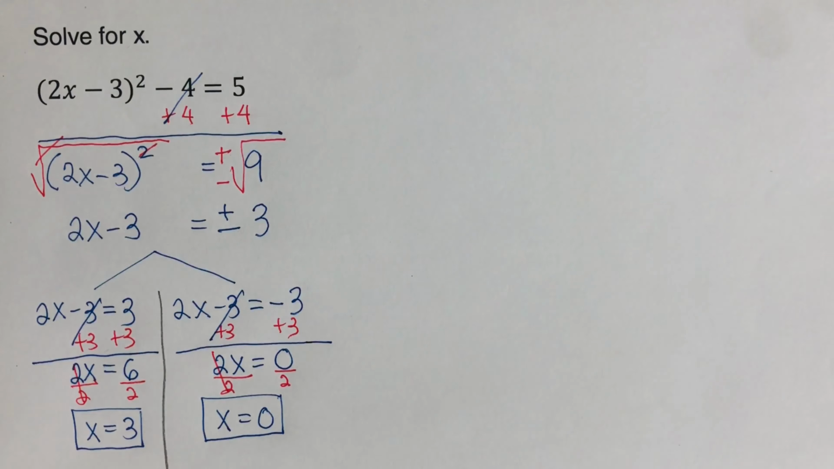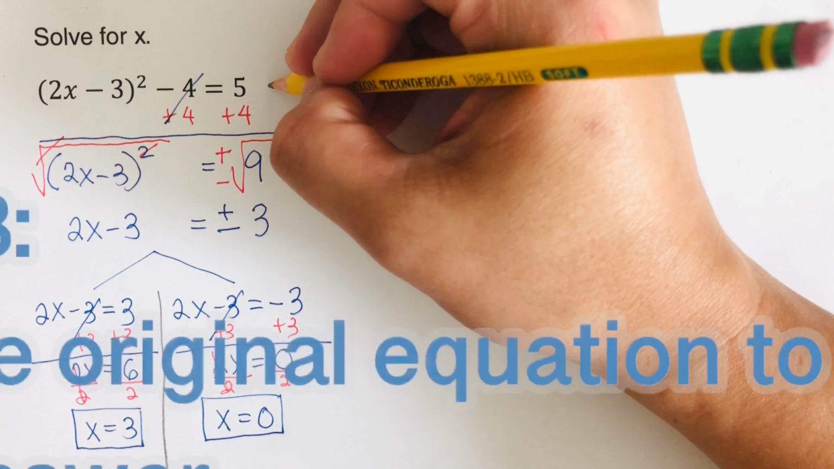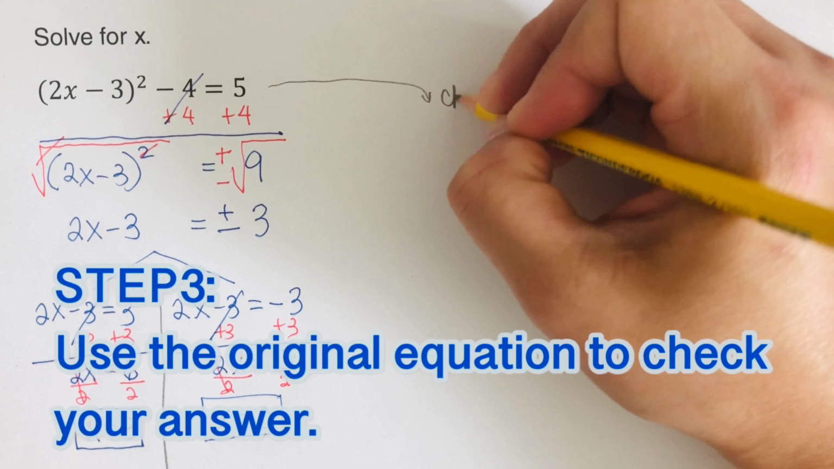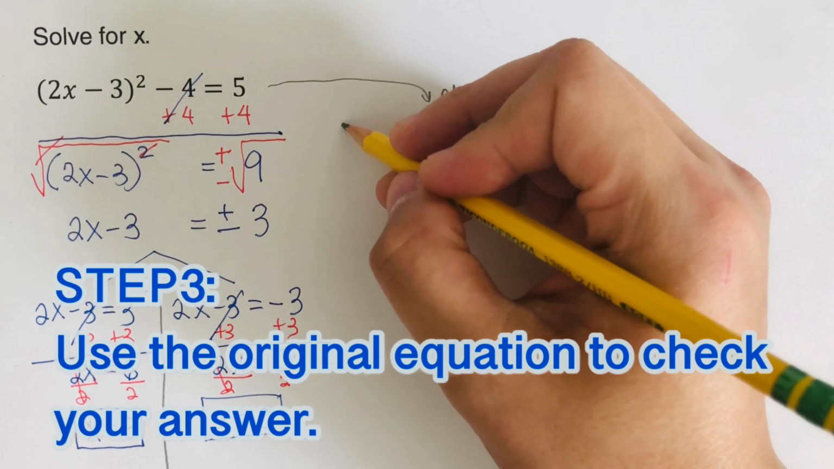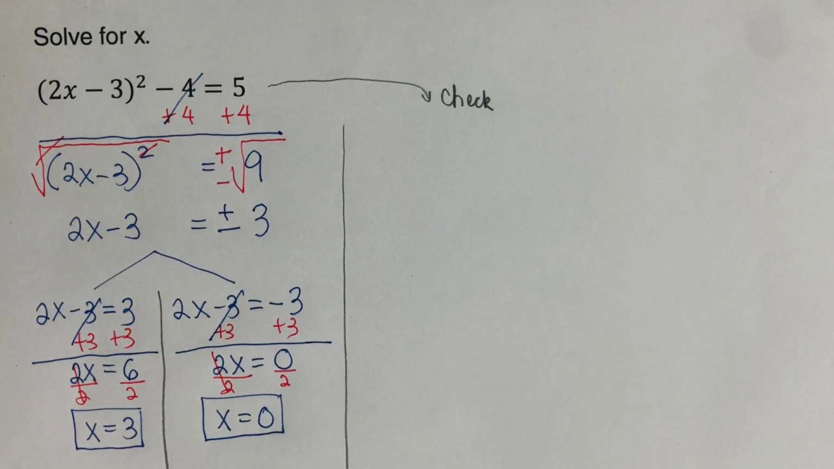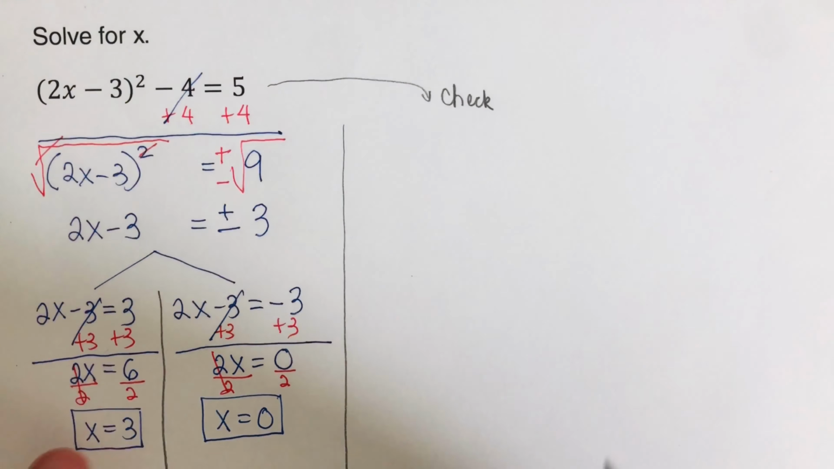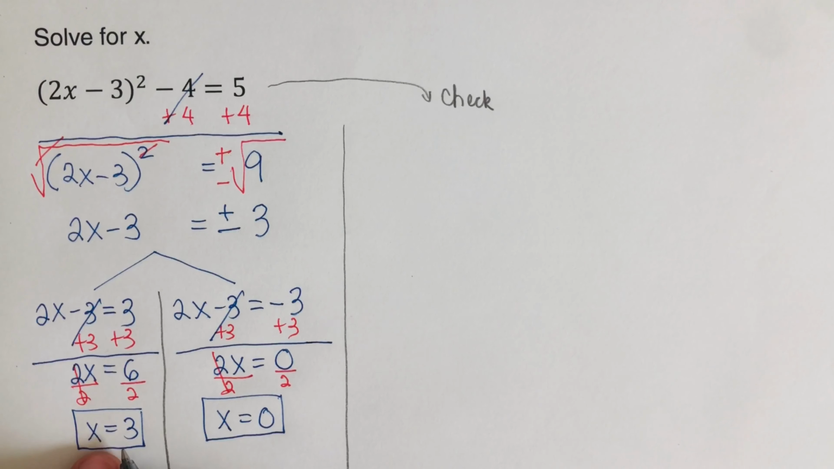And so we are now ready to move on to the third step. The third step is to check our work. Again, it's very important that we check our work. Sometimes these values may not work. So then we go ahead and check this x equals 3 first.